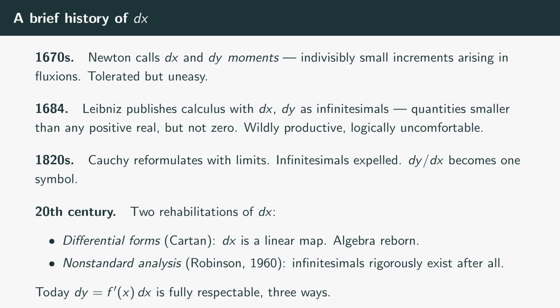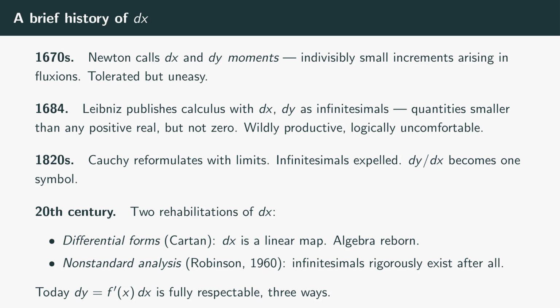A historical aside, because the symbol dx has had quite a life. In the 1670s, Newton developed calculus under the name of fluxions. He called the infinitesimal increments moments of the flowing quantities. They were treated as indivisibly small, smaller than any positive real number, and Newton was uneasy about them but used them anyway. In 1684, Leibniz independently published calculus in essentially the notation we use today. His dx and dy were called differentials, also treated as infinitesimal quantities.